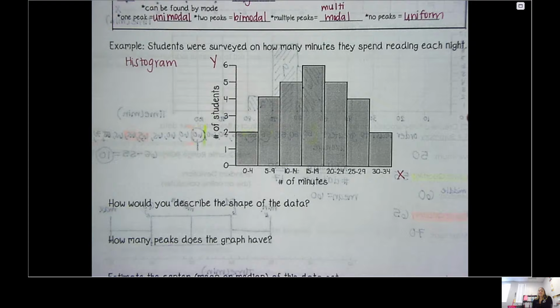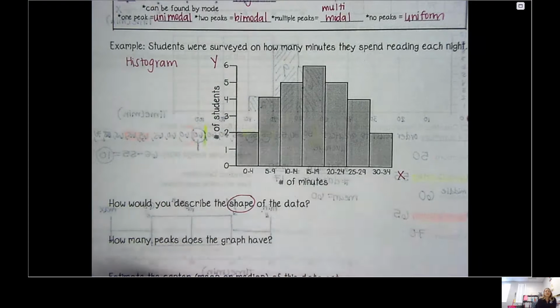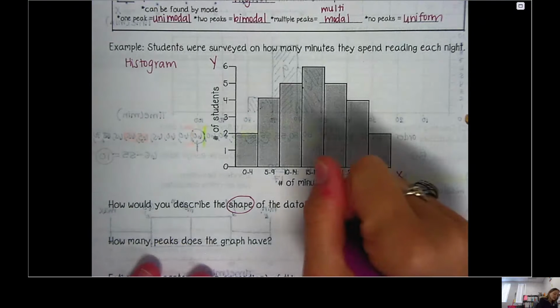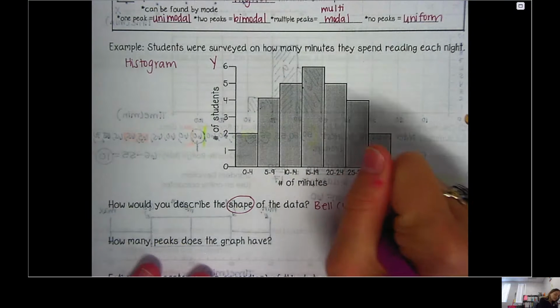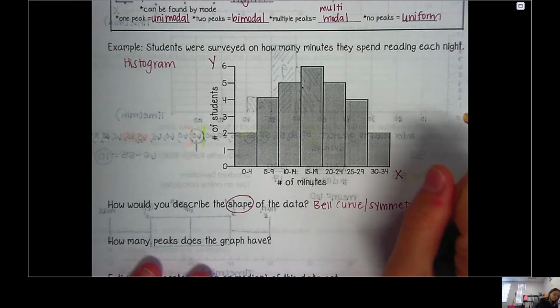So first one says, how would you describe the shape of the data? So that tells me if it's distributed or not. Yes, Jada. You're right. What do you think it is? Yeah, a bell curve. Exactly. So a bell curve is also just called symmetric. It's the same on the left and the right. So a bell curve is called symmetric. Good. So we'll say a bell curve / symmetric, whatever you want to call it. Good.